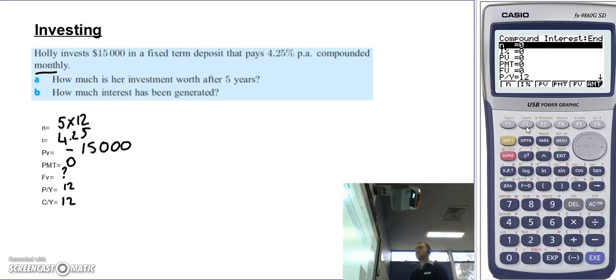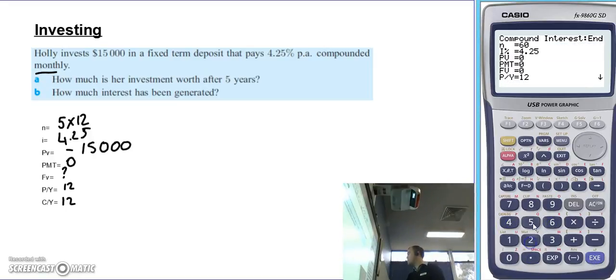So here we have our screen. So 60, we've got 4.25. I encourage you to work through this at the same time. Negative, make sure you're using the negative number rather than the minus sign. Future value is what we're finding, so we leave that as 0, and 12 and 12. You'll see that PY will automatically change CY when you do something like this.